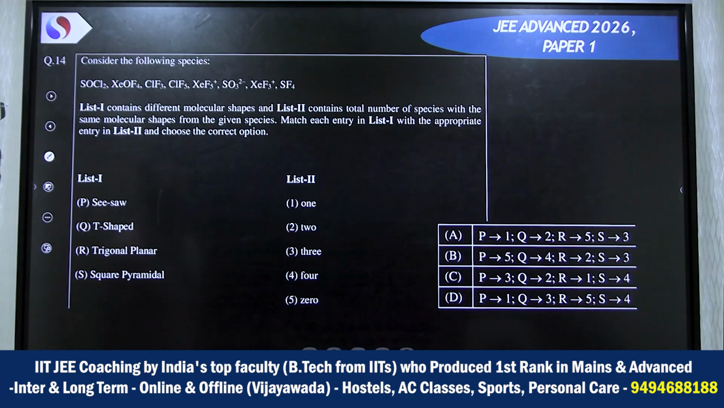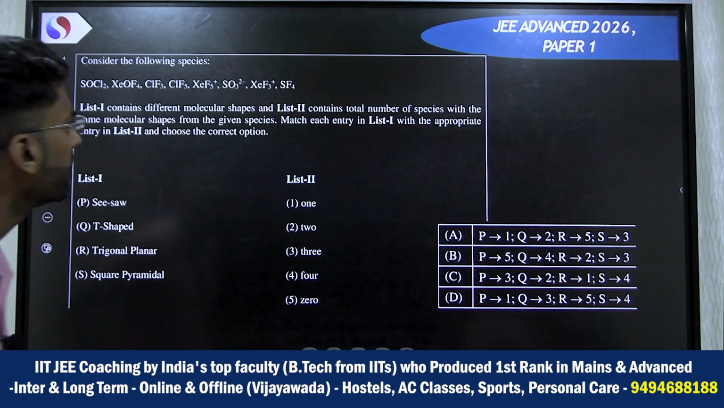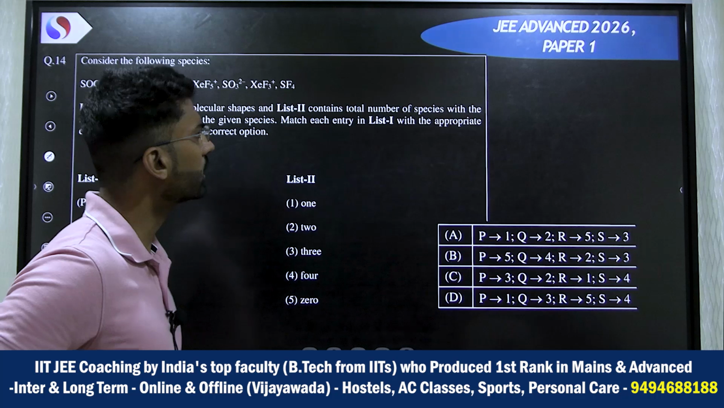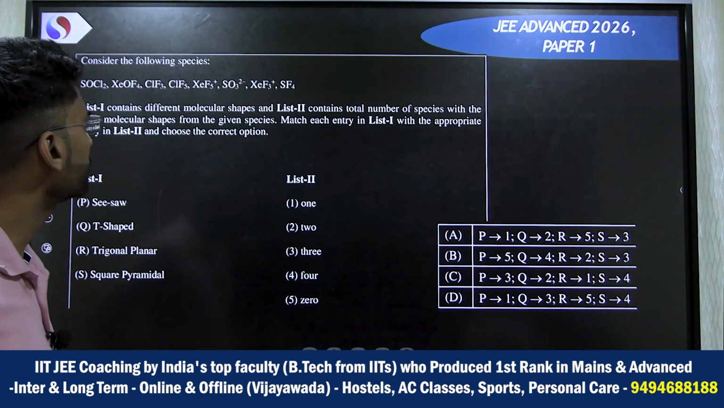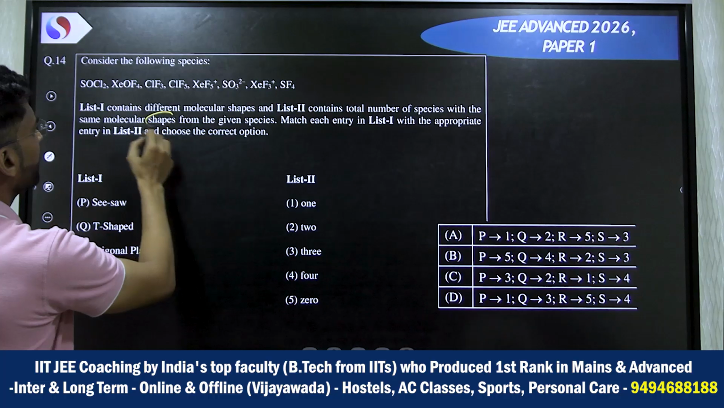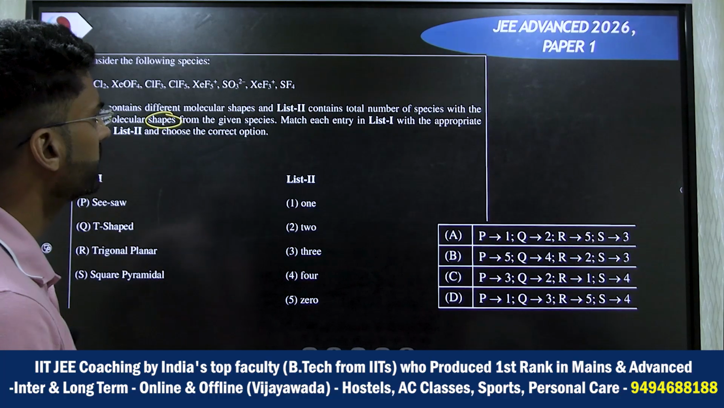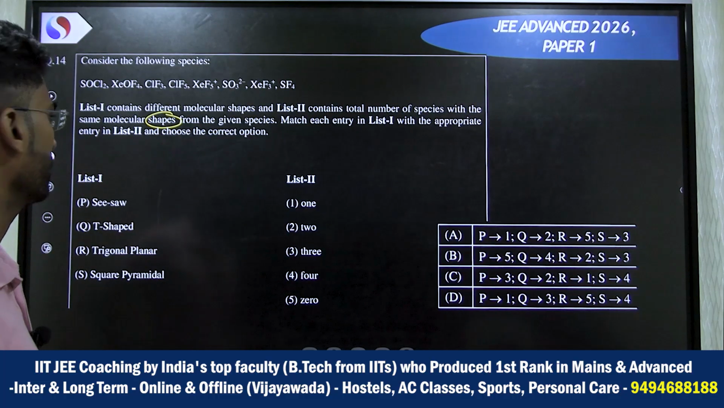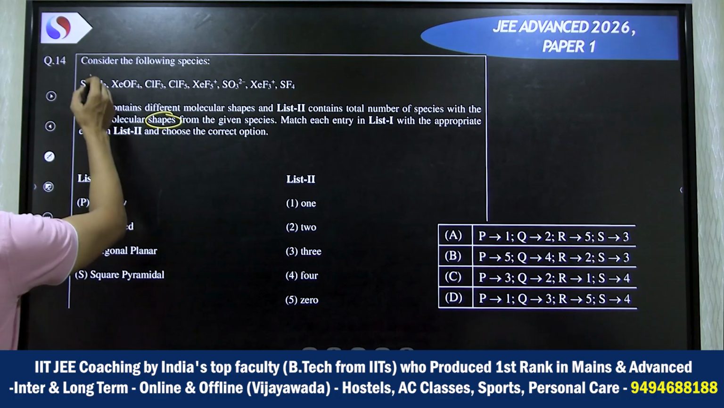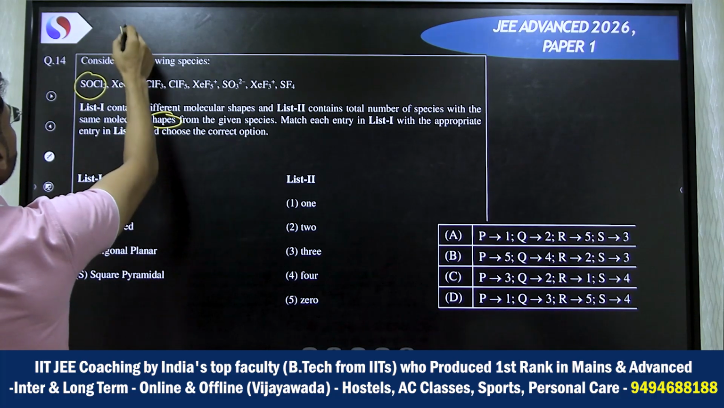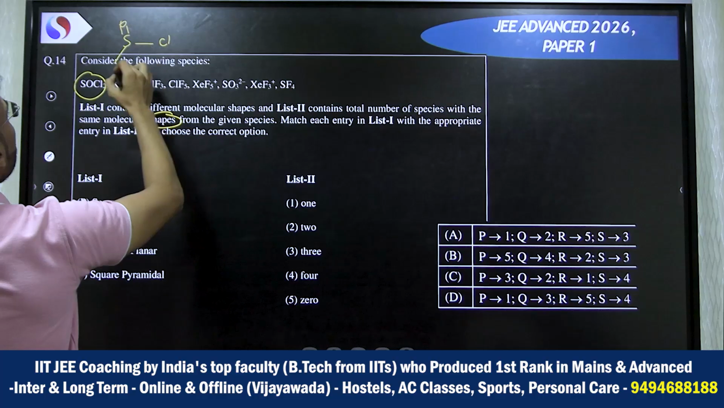Okay. In this case, list 1 contains the different molecular shapes, and list 2 contains the total number of species with the same molecular shape. You have to tell the molecular shape and match each entry with the appropriate entry. Okay, so what is given? SOCl2. So SOCl2.